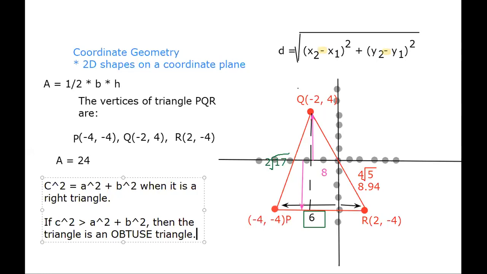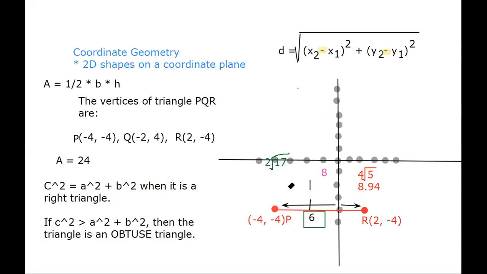What if you're given the vertices of a triangle and you're asked to classify it? What kind of a triangle is it? Well, let's see if I can reuse this graph. It would be superb if I could.